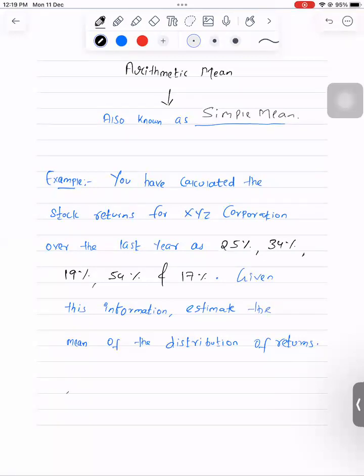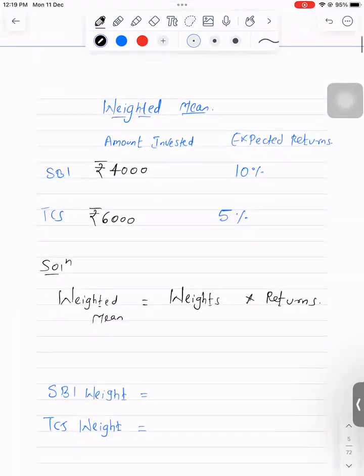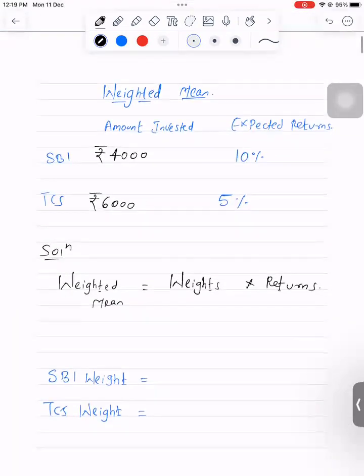So how to calculate the arithmetic mean? We will denote the arithmetic mean with X bar. It is the sum of all observations divided by the total number of observations. So you need to add every observation, that is 25 plus 34 plus 19 plus 54 plus 17, divided by 5, and you will get the answer 29.8. Next, we will learn the weighted mean, and we will also see how it is different from the arithmetic mean.